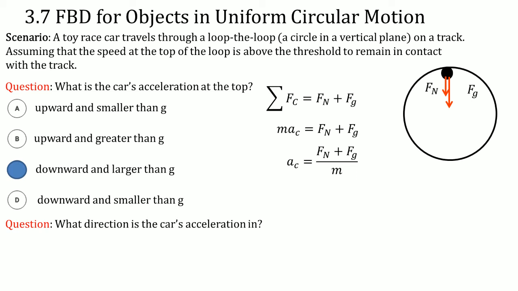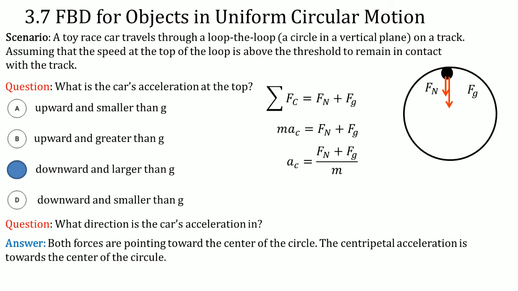The next part is what direction the car's acceleration is in. We already answered that above, which is downwards, but here's the explanation. Because both forces are pointing towards the center of the circle, the centripetal acceleration is also going to be pointing towards the center of the circle. This is the reason why the object remains in circular motion.